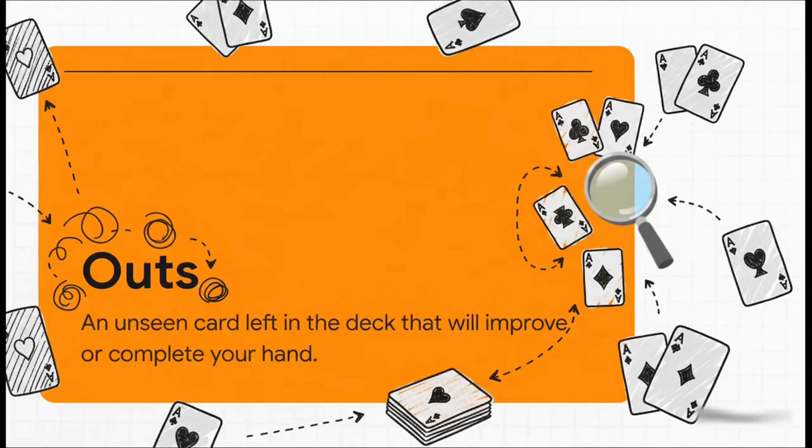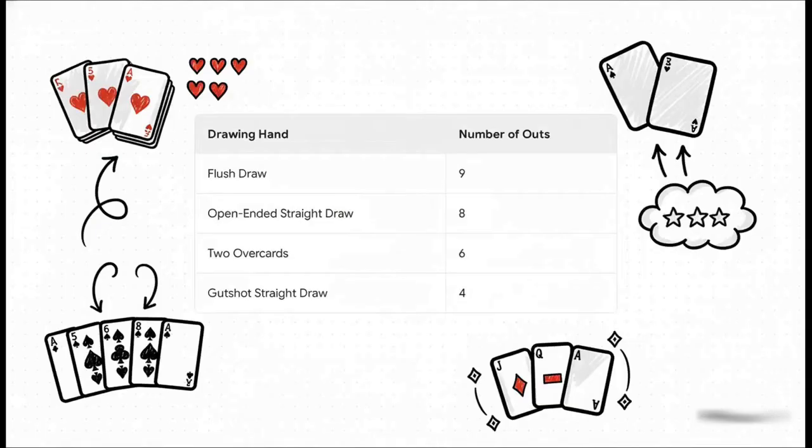An out is just any card still left in the deck that will improve your hand, and hopefully make it the winning one. And the cool thing is, you get really fast at spotting these. For instance, if you have 4 cards to a flush, you know there are 9 of that suit left in the deck. That's 9 outs. Got an open-ended straight draw? That's 8 outs. This little chart here shows some of the most common draws you'll run into.